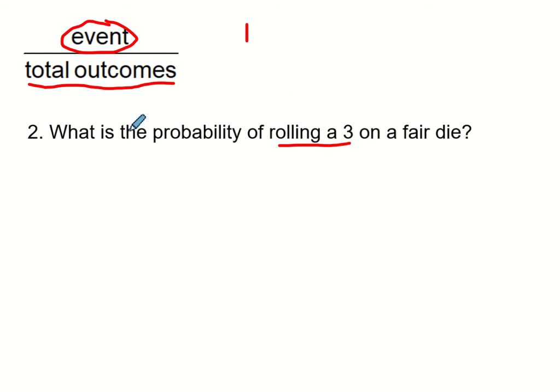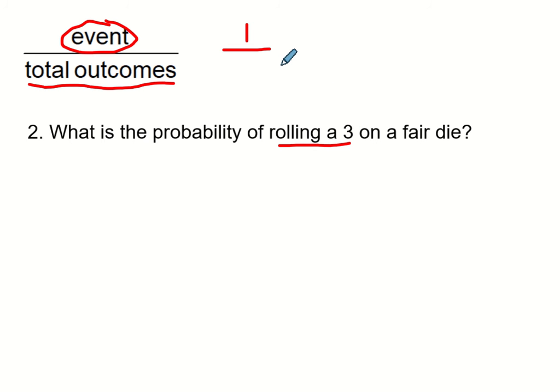If it would have said, what is the probability of rolling an even number on a fair die? Well, how many even numbers are on a fair die? It'd be the number 2, the number 4, and the number 6. So there would be 3 different ways to get an even number, and so 3 would go on top. But in this case, there's only one way to roll a 3.